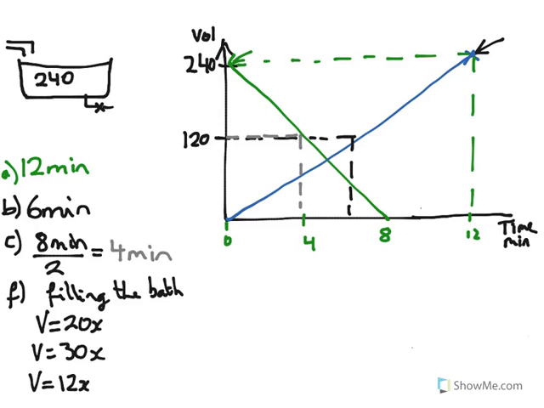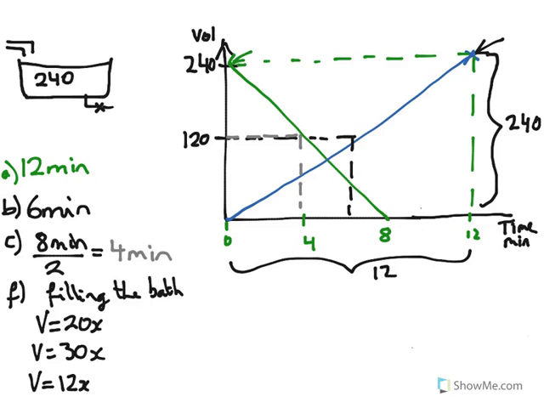Well, we've already worked out the gradient by taking the rise, which for filling the bath was 240, and divided it by the time it took, 12, giving us 240 divided by 12, giving us a gradient of 20. So we can see that the only curve that fits in with that is the volume is 20x. We're expecting a gradient of 20. We got one of 20 in our answer to D. So filling the bath, the only possibility is that V is 20x.